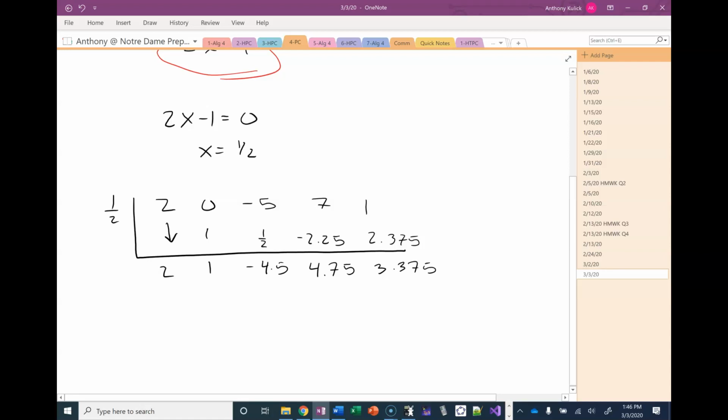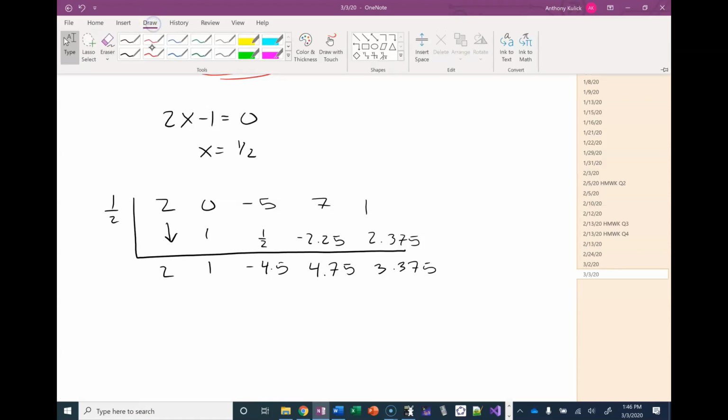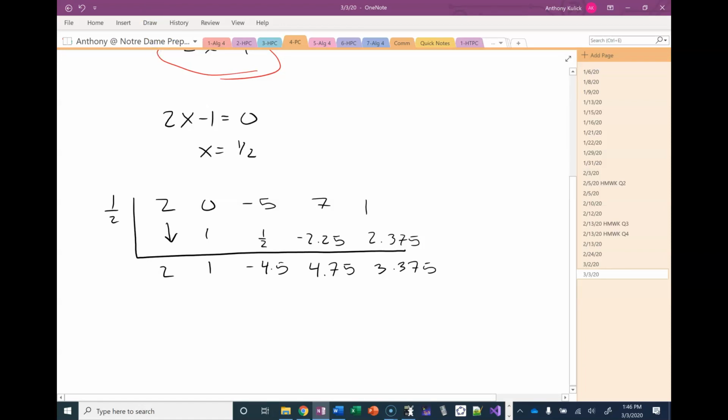Okay. So we did our synthetic division here, right? But there's a little bit of cleanup to do here before we can get it to that form. So what did this tell us? This told us that 2x cubed minus 5x squared plus 7x plus 1 is equal to x minus 1/2 times, let's see, remainder constant, x squared, x to the third.